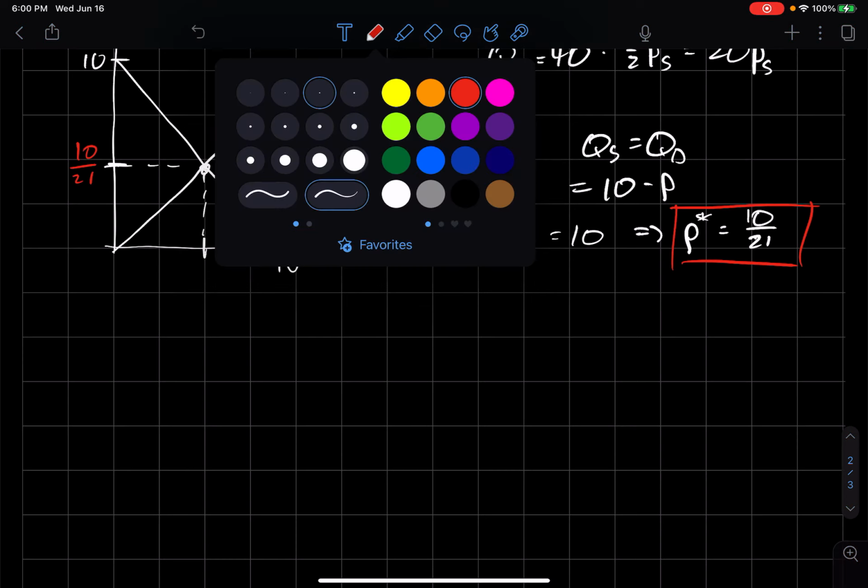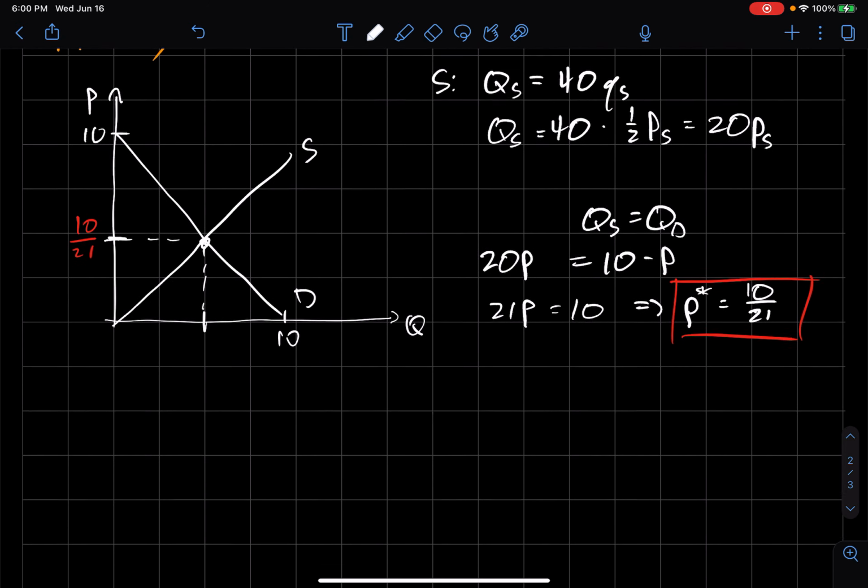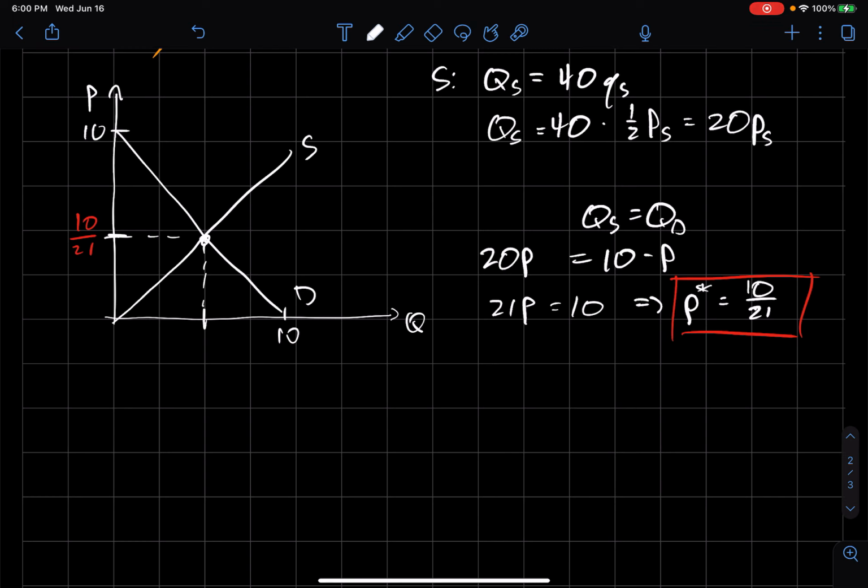So then to find the market quantity, all we do is plug this back into either the supply curve or the demand curve, and almost always the supply curve is easier. So always pick the easier one. So QS is equal to 20 times P, which is 10 over 21. So this comes out to be 200 over 21, and that's our quantity.